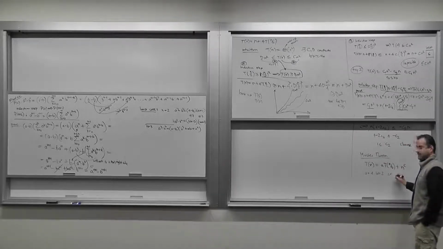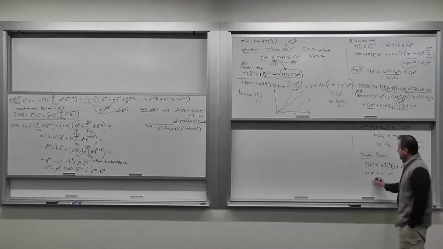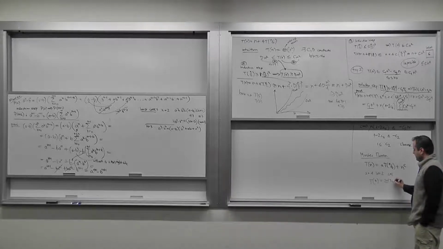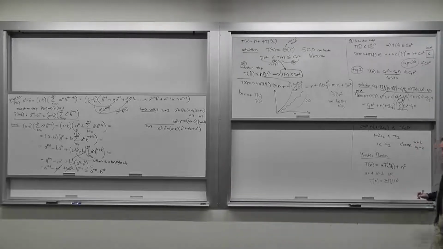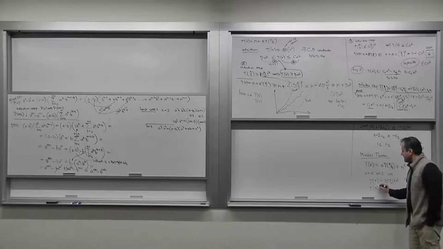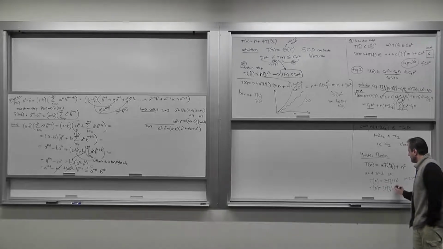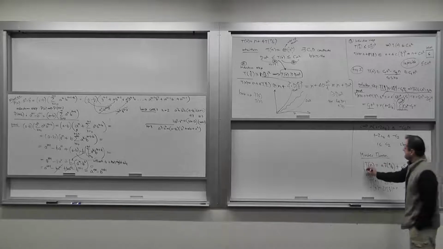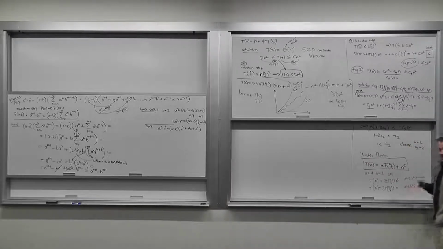What is C? 1. How about the one we did, I think, that was 2T of n by 2 plus n squared? What's A? 2. What's B? 2. What's C? 2. Merge sort was T of n is 2T of n by 2 plus n. What's A? 2. What's B? 2. What's C? 1. There is a Master Theorem which says, depending on A, B, C, there are 3 cases.